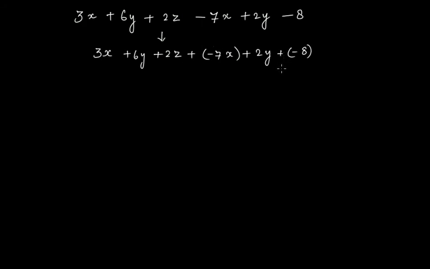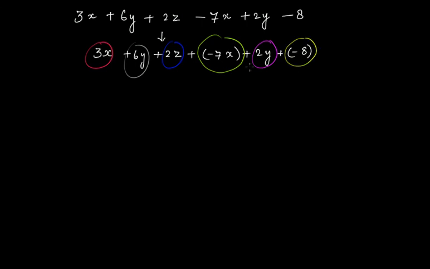Since you are learning this time, you have just started learning like terms and unlike terms and all about algebraic expressions, that's why I simply put this minus sign within the bracket, just to show you the concept that terms add up to form an algebraic expression. The terms add up. So here we have 3x, here we have 6y, here we have 2z, here we have minus 7x, here we have 2y, and here we have minus 8. So clearly all terms add up to form an algebraic expression.